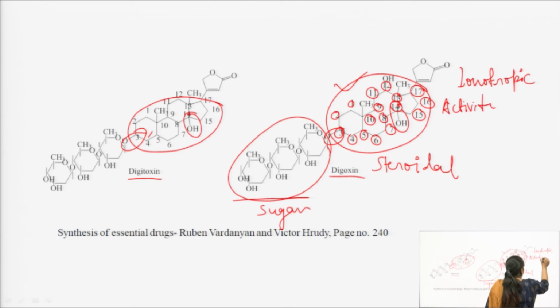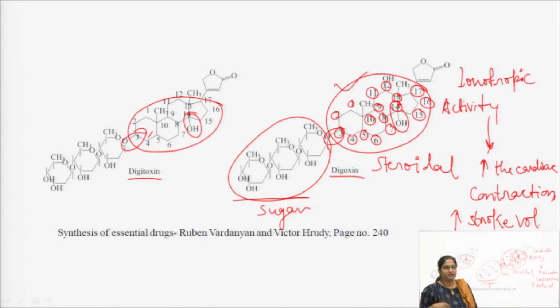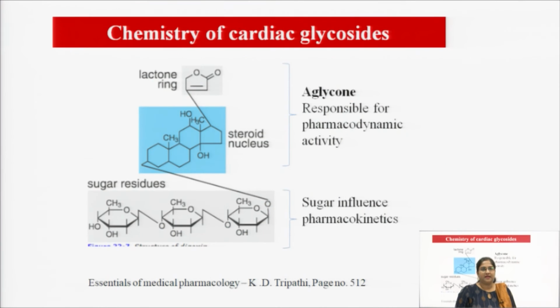It means in inotropic activity, if a drug is inotropically active, that means it will increase the cardiac contraction and increase stroke volume. So, this is the main activity of inotropic agents.